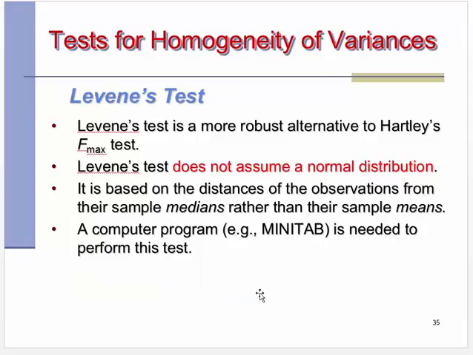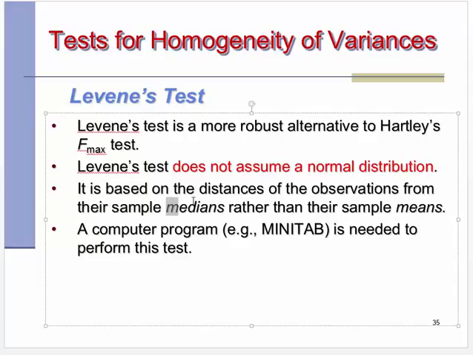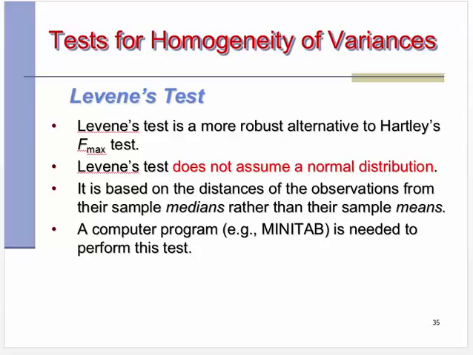And there's also Levene's test. Levene's test is a more robust alternative to Hartley's test. Levene's test does not assume a normal distribution. It's based on the distance of the observations from the sample medians rather than from the sample means. A computer program, Minitab, is needed to perform this test. We're not going to cover that. And so that concludes chapter 11.